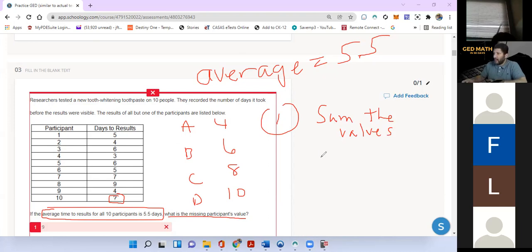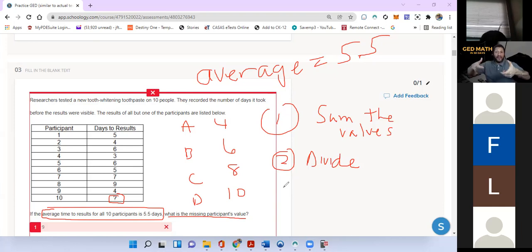Adding all the numbers. Addition. We must add them up, and then we must divide by how many there are. Correct? Yes. And that's how we find the mean. So what we need to do is the opposite. We need to go in the opposite direction.